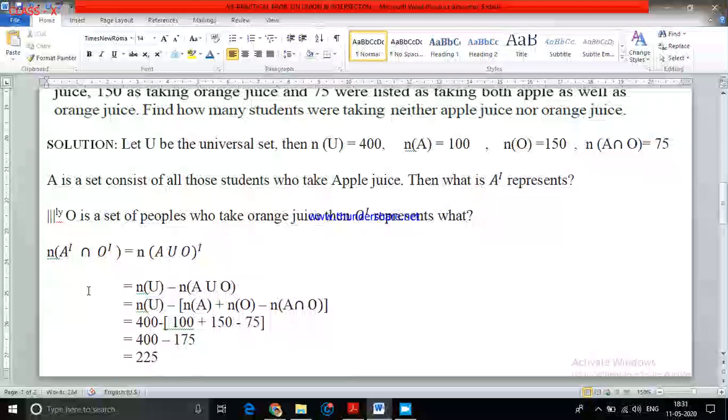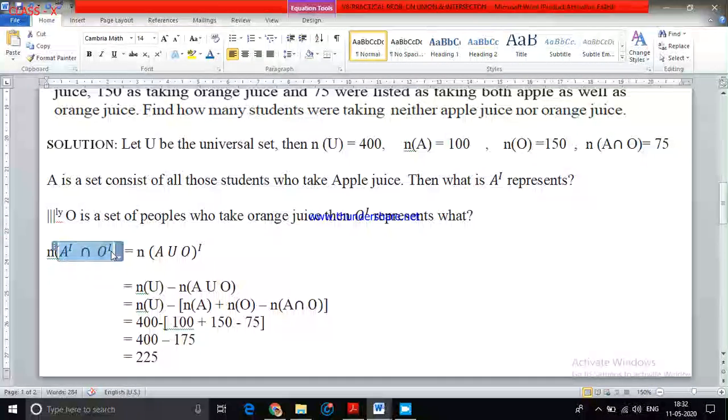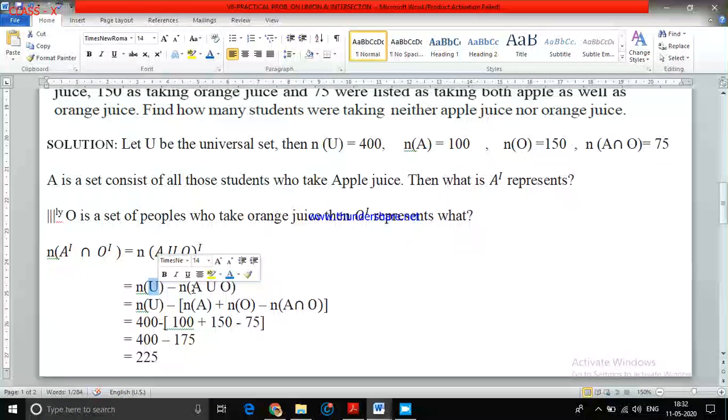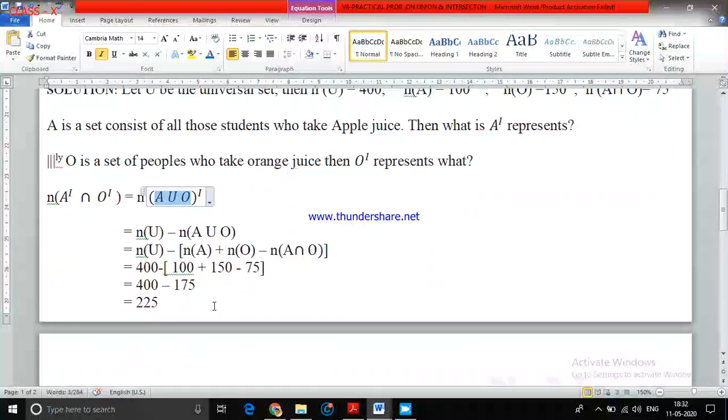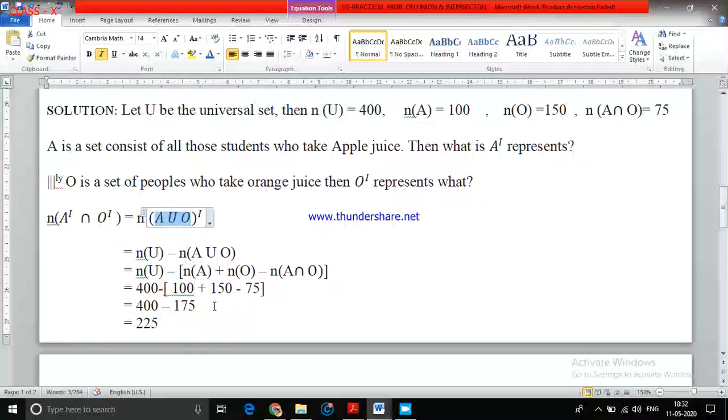You have to remember the formulas when you have 'neither' or 'nor', that is the negative statement. So I have to convert it using the formula A union O whole complement, and A union O whole complement is U minus A union O. The complement of A union O set is the universal set minus A union O. That was the formula. Then I applied all the formulas. So here are two to three formulas to solve this question. Okay.